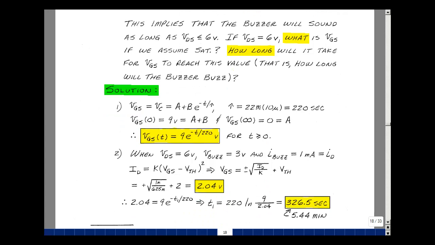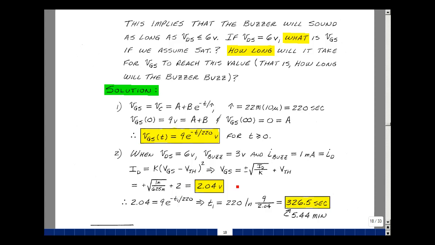Our condition for the buzzer to shut off is that the drain source voltage is 6, the buzzer is 3, and we've got a milliamp of current going through it. Assuming that we're in current saturation, we'll take our current saturation equation, solve for the gate source voltage like we did previously, and it's going to be I sub d divided by k, square root, plus or minus roots, and then bringing the threshold on the other side. We know the value of the drain current is 1 milliamp. The value of k was listed above as 625 milliamps per volt squared, and our threshold voltage was listed above as 2 volts.